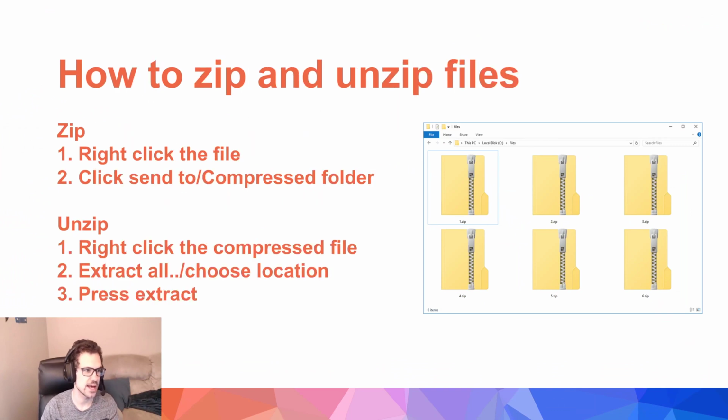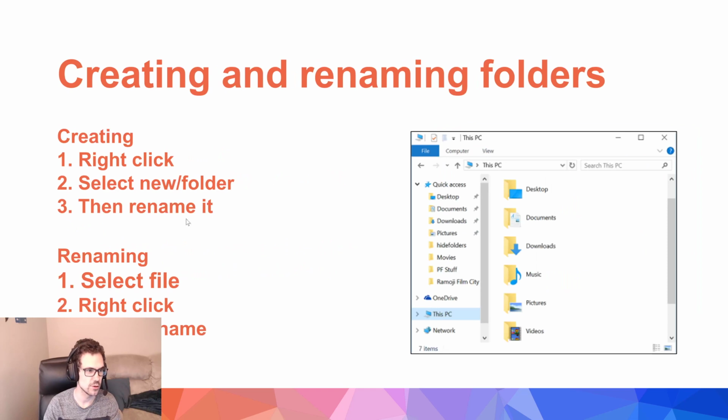Here's the directions for that. To zip, right click the file and click send to compressed folder. To unzip, right click the compressed file, extract all, choose the location, and press extract. And that's exactly what we just did. Here's what a zip file looks like, the little zippy thing on there. Kind of neat looking. And that is that process. Again, we're just going through all the different things you can do with files.